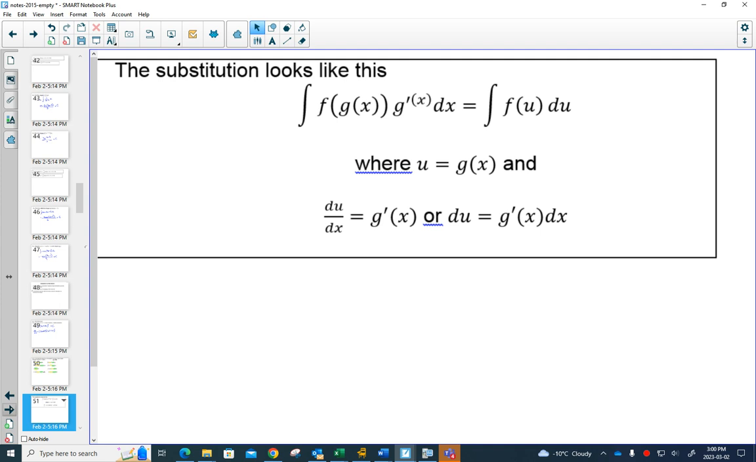So what we do is we will replace the inside function with u. We will make u equal to the inside function. So we're going to have to recognize what's our inside function. And then if u is equal to our inside function, then the derivative du dx of this is just g prime. And this is where Leibniz notation is brilliant.